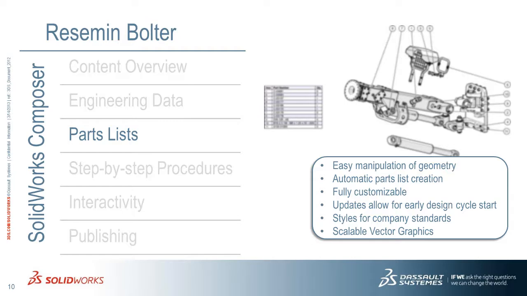We saw that it was easy to manipulate and move the geometry anywhere we wanted on screen. The parts list was created automatically and it was fully customizable, as well as those trail lines, using the properties on the left-hand side of the screen. We were able to handle an update from the engineering software quite easily, allowing us to start the documentation process very early in the design cycle. We also saw that we had support for styles that are unique for things like company standards, and we saw that we could publish out to a scalable vector graphics format for use in tools such as Adobe Illustrator.